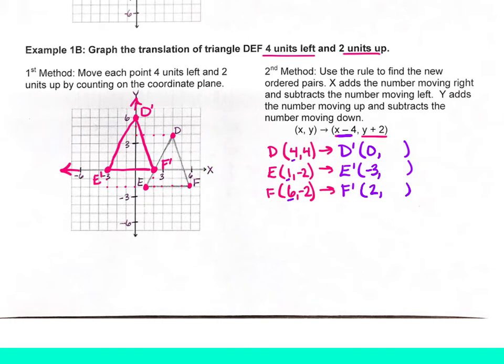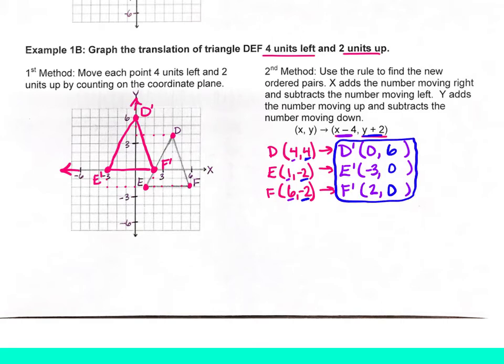And then I'll go through and find my y's. Y plus 2, so this y, 4 plus 2 is 6. This y, negative 2 plus 2 is 0. And this y, negative 2 plus 2 is 0. And so I get these ordered pairs.